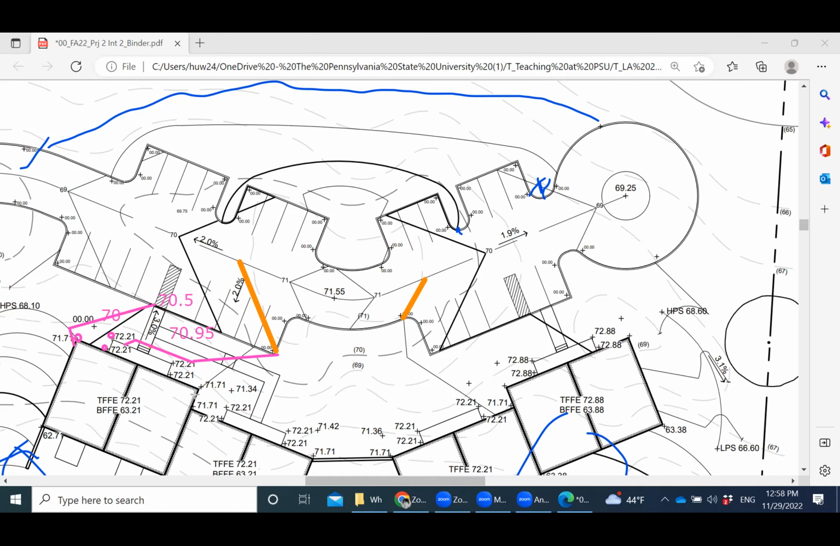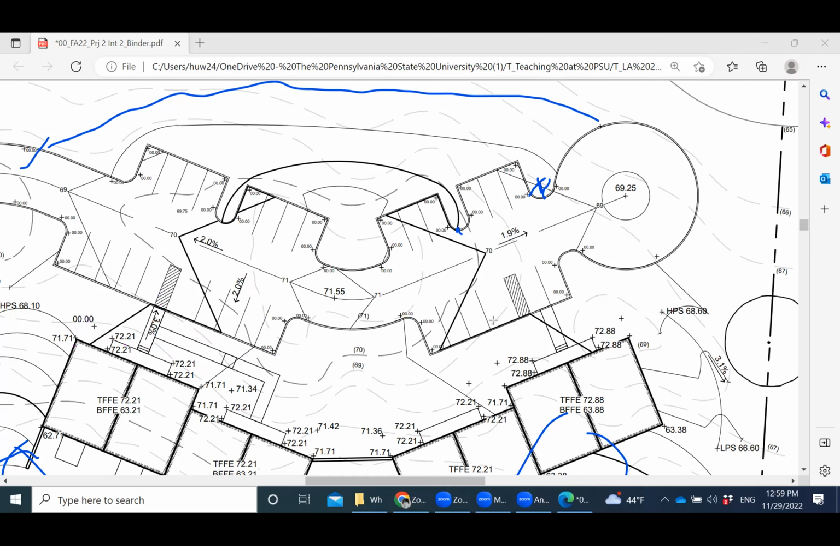So those are the steps for determining the spots on the walkway. Then decide on where your contours go, and then decide on where your 70 contour, the next contour, wants to go if you don't want the space to be too steep. And this will be determined by their relationship with the closest contour. Okay.